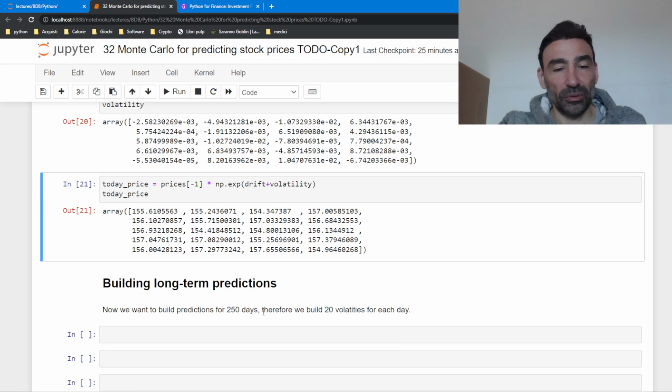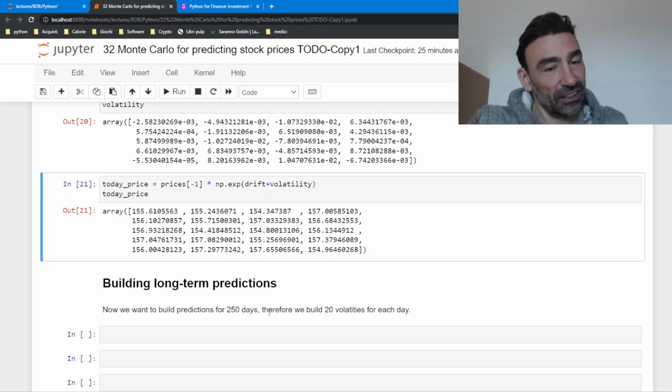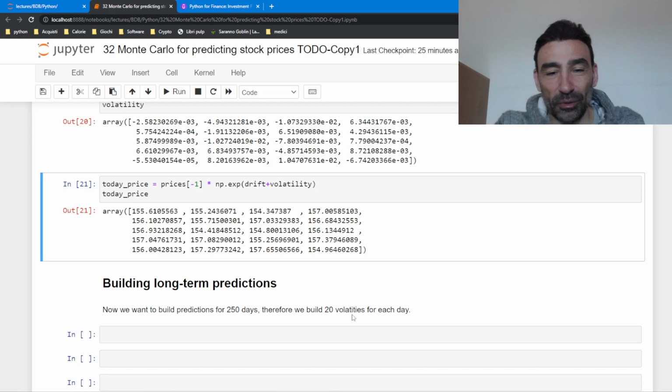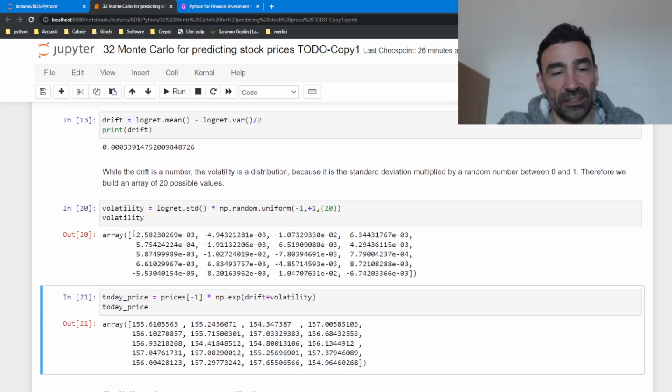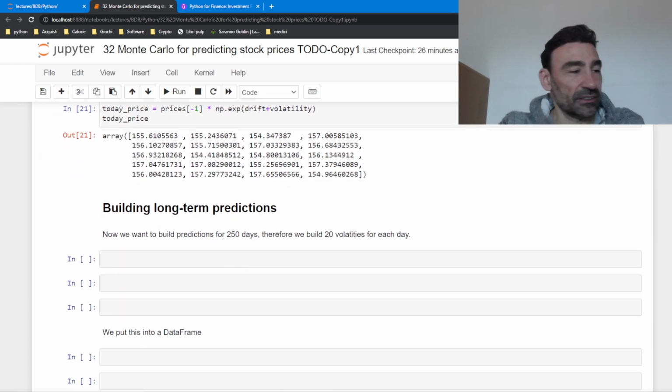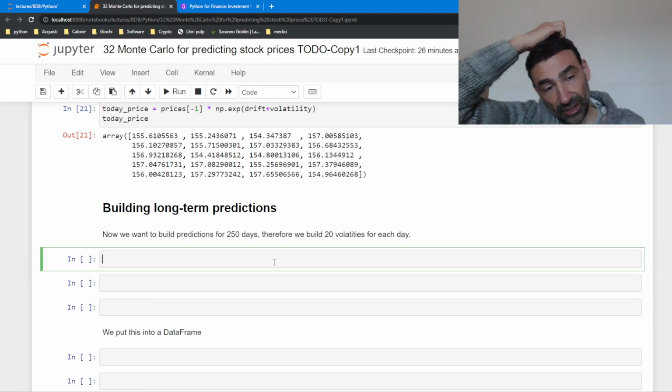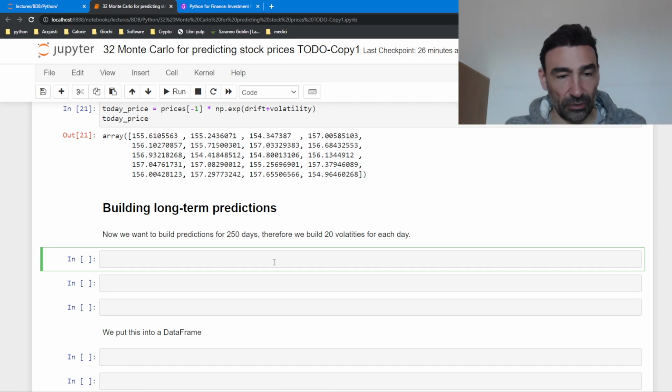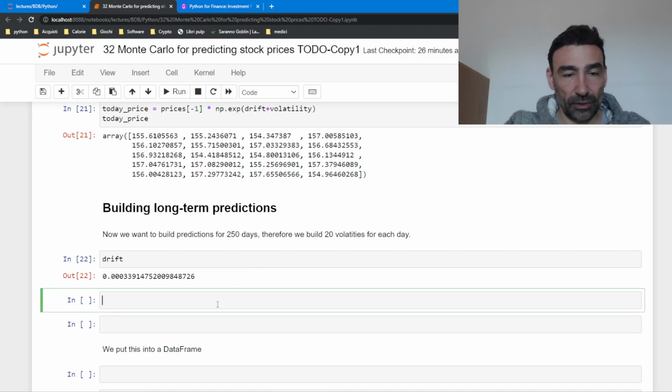We now want to build prediction for 250 days. It's a little huge. Therefore, we build 20 volatilities for each day. So we don't keep the same volatility numbers, but we rebuild them for each day. So it will be different for each day. Okay, let's go slowly. So we can keep all the things that we have before. The drift stays the same.